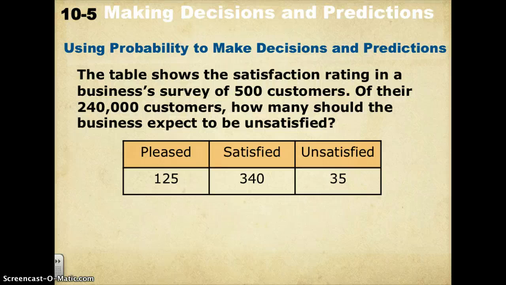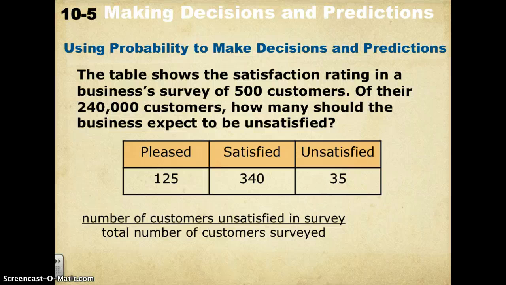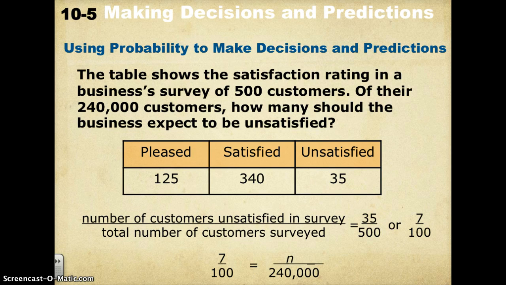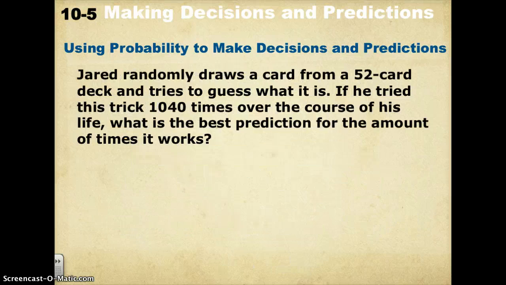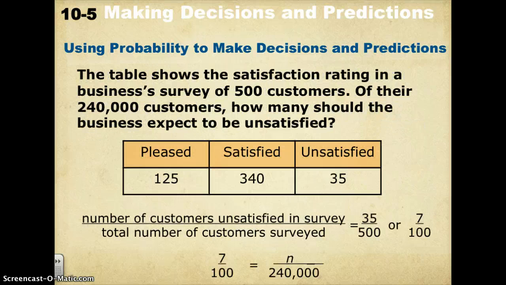So if we're looking at how many we should expect to be unsatisfied, there are currently 35 unsatisfied customers out of the 500 they surveyed. We could reduce that if we wanted to, 7 out of 100. Using a proportion, we're looking for how many of the 240,000 we expect to be unsatisfied if we're looking at 7 out of 100 being unsatisfied in the survey. We cross-multiply 7 times 240,000, divide by 100 to get our result. So our result is that we would expect 16,800 unsatisfied customers out of our entire population.